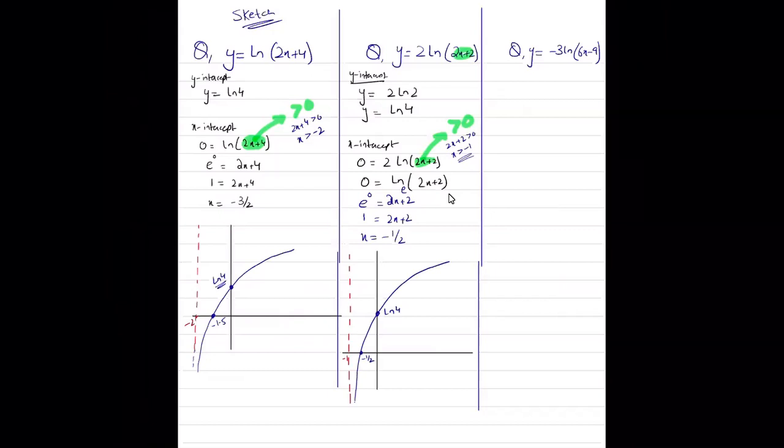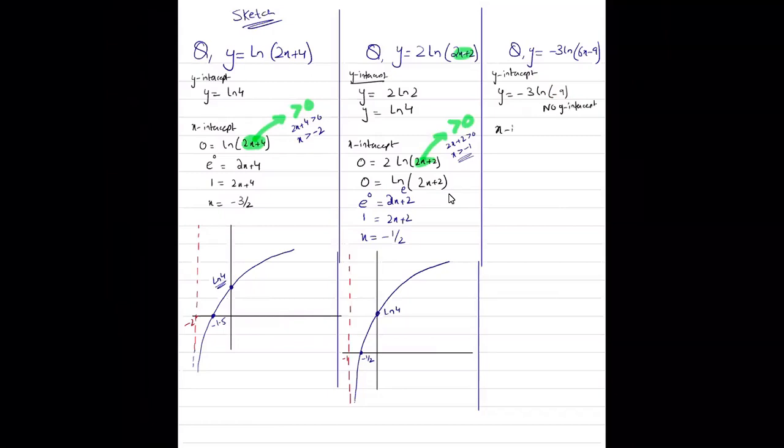Now for the third part, the y-intercept is going to be y equals minus 3 ln of minus 9. So for this, the y-intercept is not going to be possible because you can't have ln of a negative number. So there is no y-intercept.